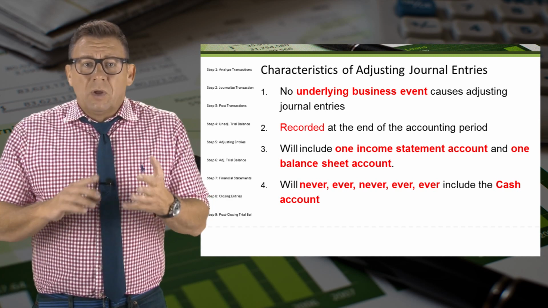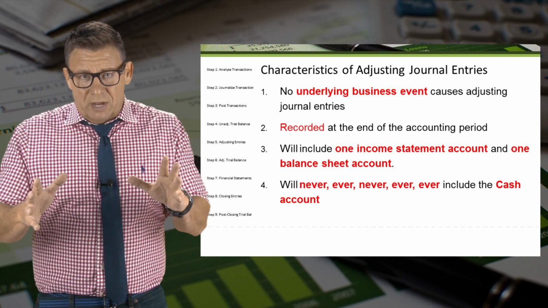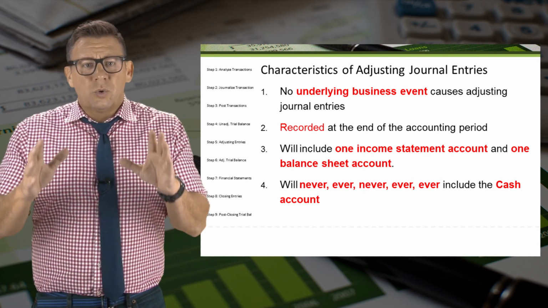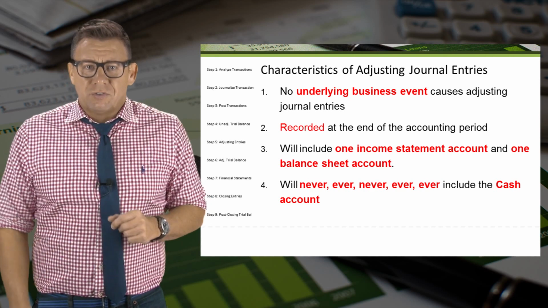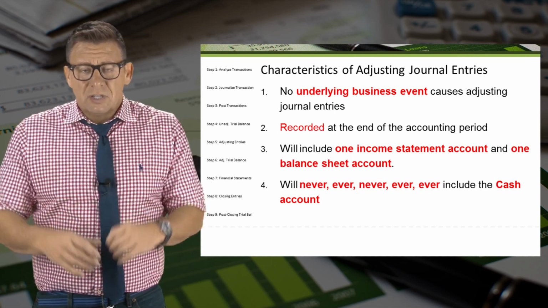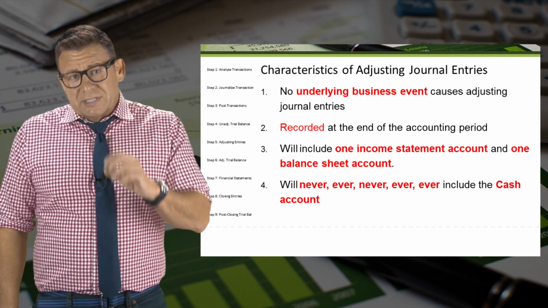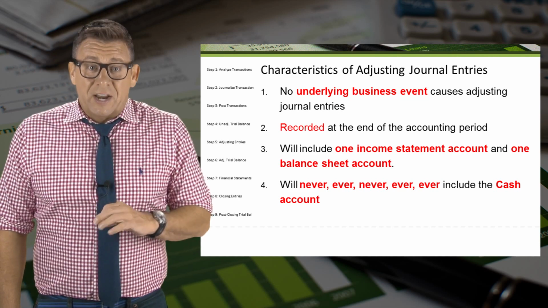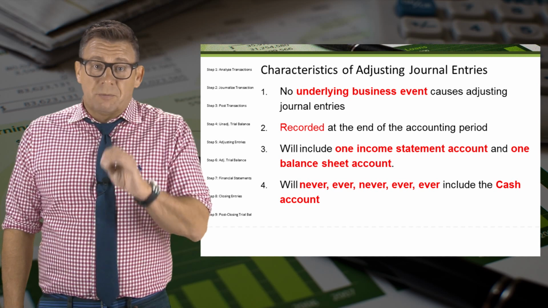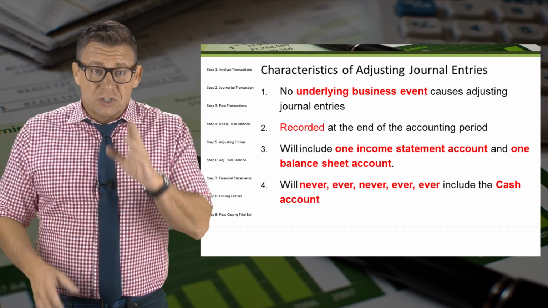And finally, they will never, ever, ever include the cash account. At some point, you are going to be really tempted to use the cash account when doing an adjusting entry. Please don't. It is certainly wrong. Now, I will say that there is an exception to this, and that is when we are doing adjusting entries from the bank reconciliation. But that's not what's happening in this context, so don't use cash.